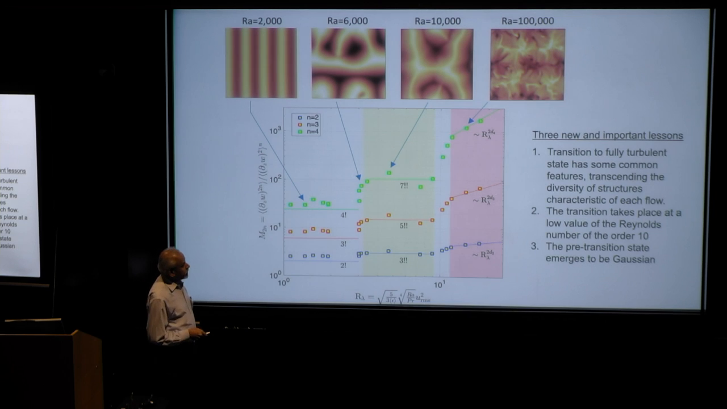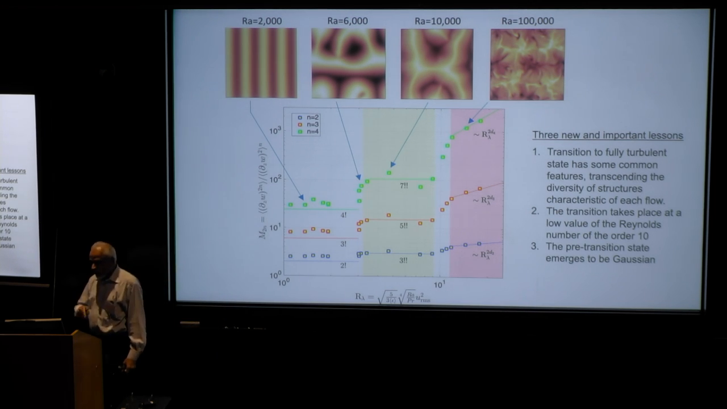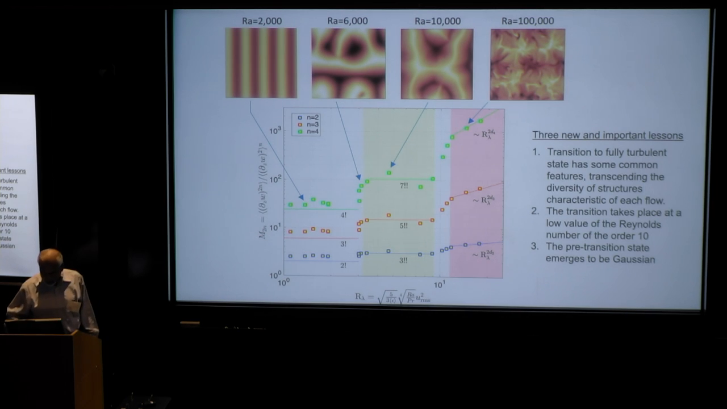And here are three lessons that I believe we should learn. Transition to fully turbulent state has some common features, transcending the diversity of structures characteristic of each flow. The transition takes place at a low value of the Reynolds number of the order 10, and that seems to be about true for three flows, and therefore I resisted the temptation of saying universal. And the pre-transition stage emerges to be Gaussian. I think it has some semblance to the kind of thing that was discussed earlier by Nigel.